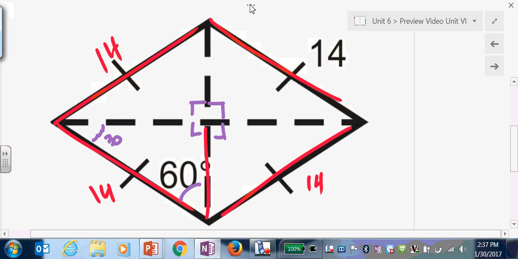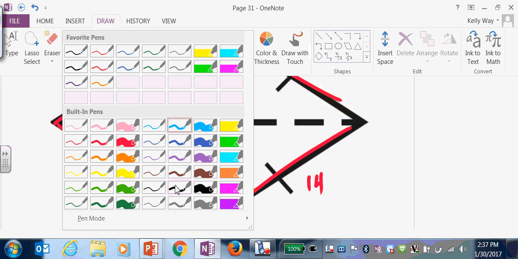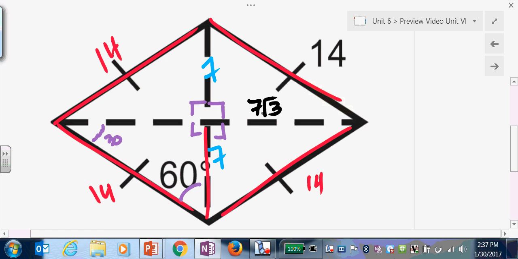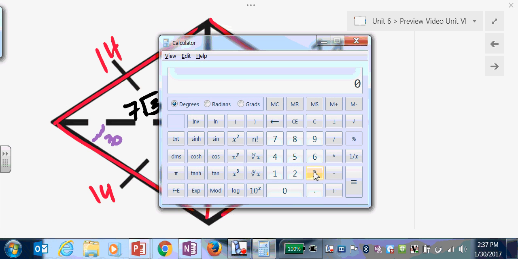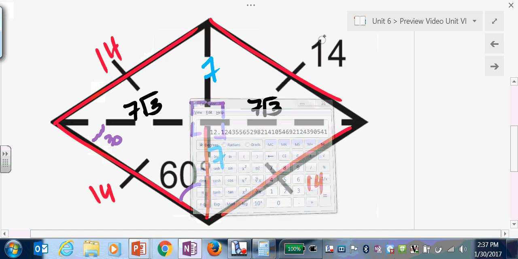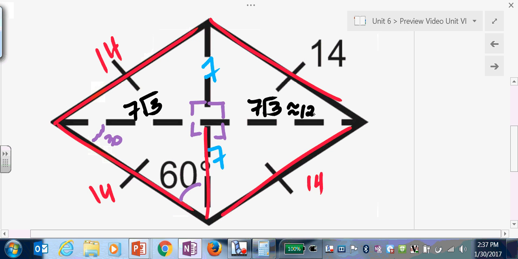Our short leg is right here. You should have gotten 7 for this. And then this is going to be 7 root 3. Now, if you use SOHCAHTOA, you would have gotten 12.12, which is approximately the same thing. You could have used SOHCAHTOA there. Okay, so that is a rhombus review.